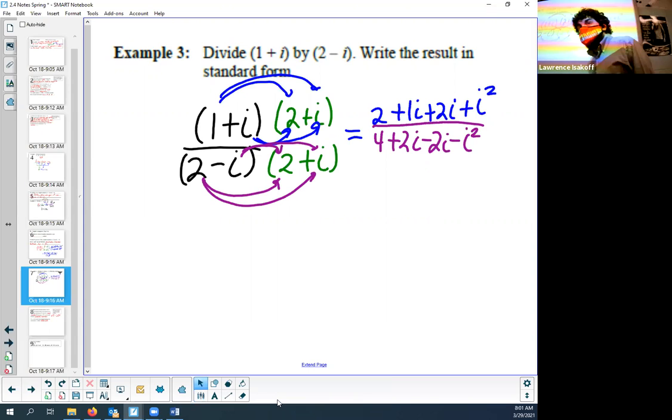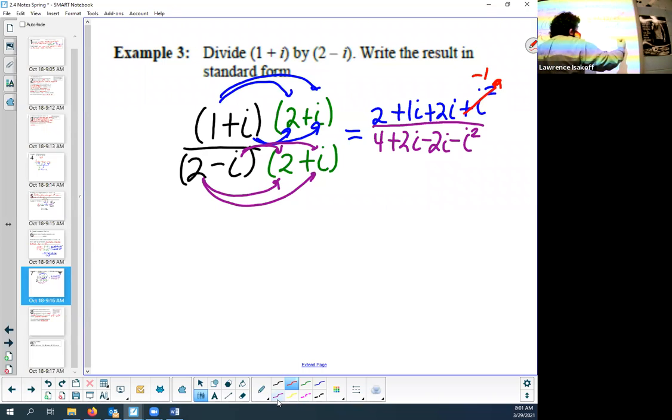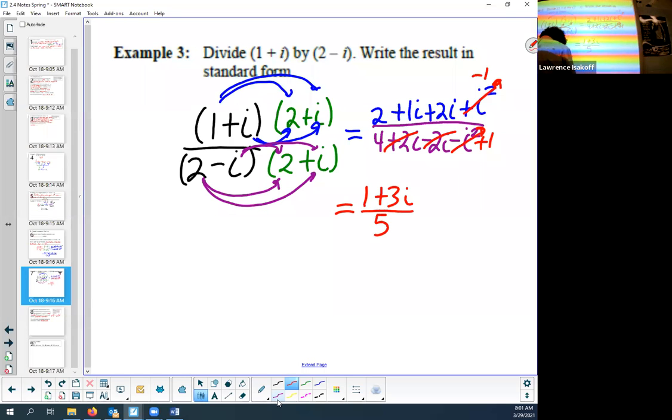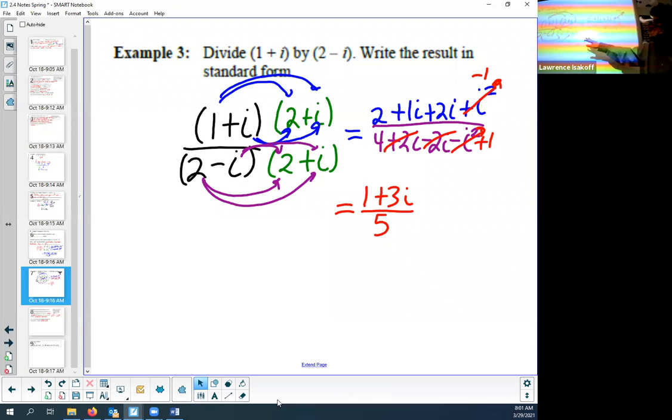Okay. Now it's just a matter of cleaning this up. So i squared becomes a -1. Now this i squared, because it's already a minus in front, will actually become a +1, and these will cancel out. So this becomes 2 minus 1 is 1. 1 plus 2 is 3i. 4 plus 1 is 5. And notice there's no longer an i in the denominator.